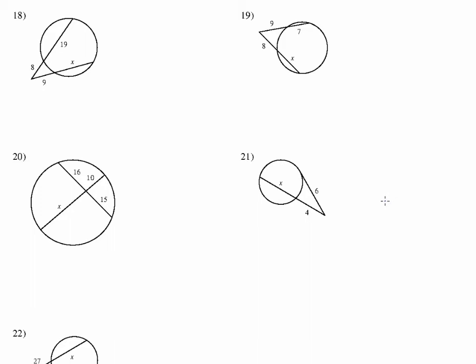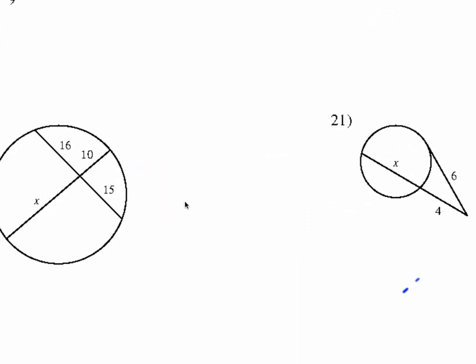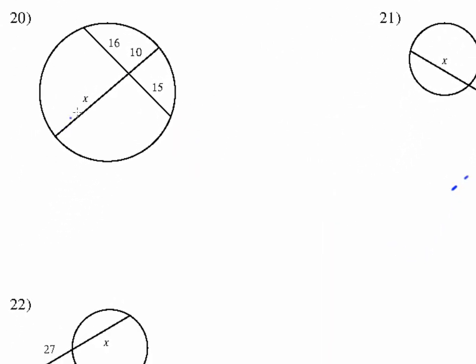So on this page, why don't we keep going with that problem, like that problem I was just talking about. So let's skip to number 20 here. So again, we have two chords intersecting. You could make similar triangles, again by the AA postulate, or you can just say that this piece, 16 times 15, equals this piece, x, times this piece, 10. Okay, so you get your answer.